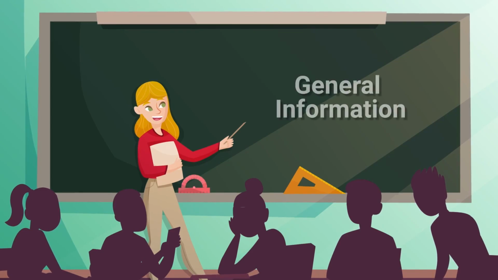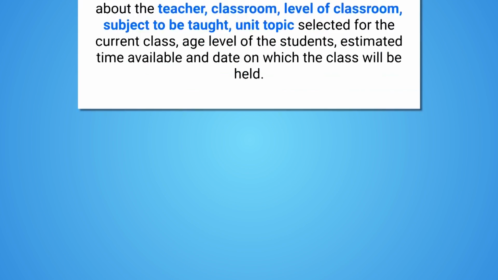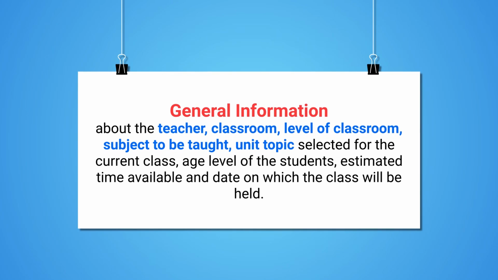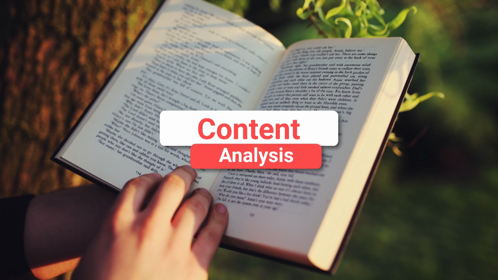The first of this skeleton is general information. This section consists of the general information about the teacher, classroom, level of classroom, subject to be taught, unit or topic selected for the current class, age level of the students, estimated time available, and the date on which the class will be held. Second component of the skeleton of lesson plan is content analysis.